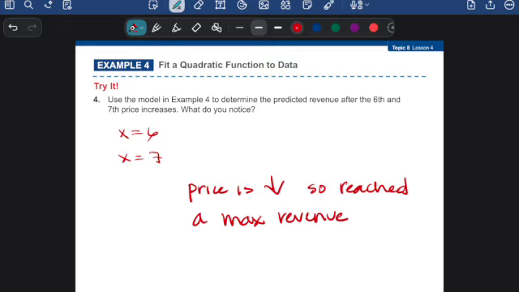And now they're losing money. They're going to start losing money. If they increase the prices too much, people aren't going to buy enough because it costs too much. So they probably want to focus on hitting that maximum value, that vertex.